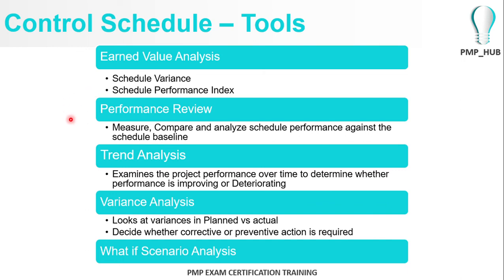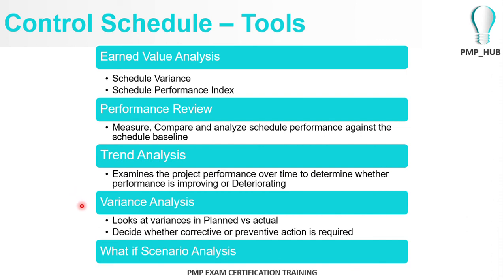The performance review includes measuring, comparing, and analyzing the schedule performance against the schedule baseline. So you need to assess the current status of your project, the current status of your schedule achievement against the schedule baseline. Trend analysis could be used to examine over time and determine whether the performance is improving or deteriorating. So through a trend analysis, you should be able to determine what is expected from the project schedule, whether it's going off track from the original time plan or whether it will be improving the time plan.